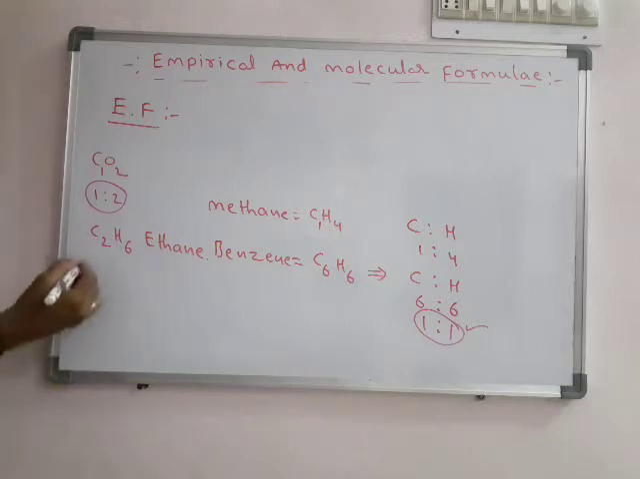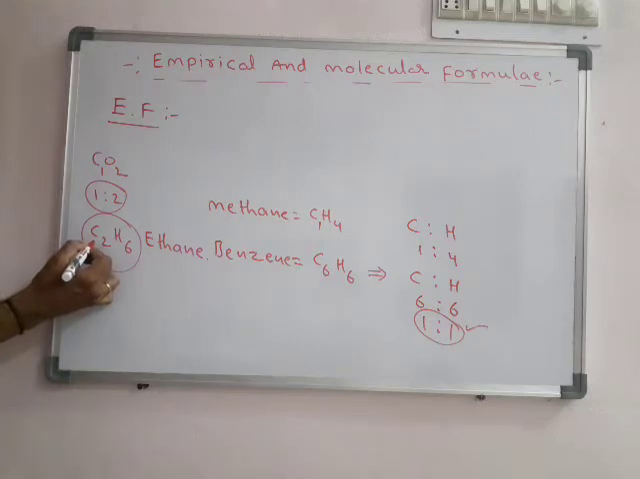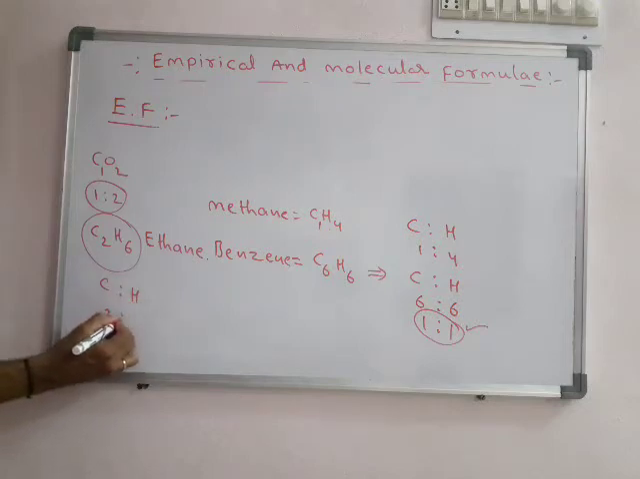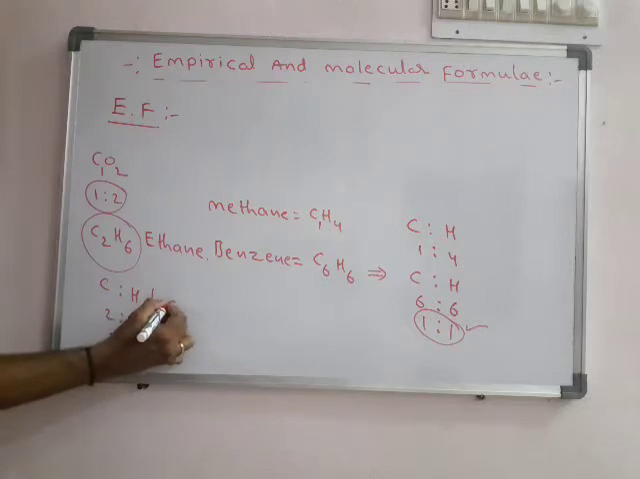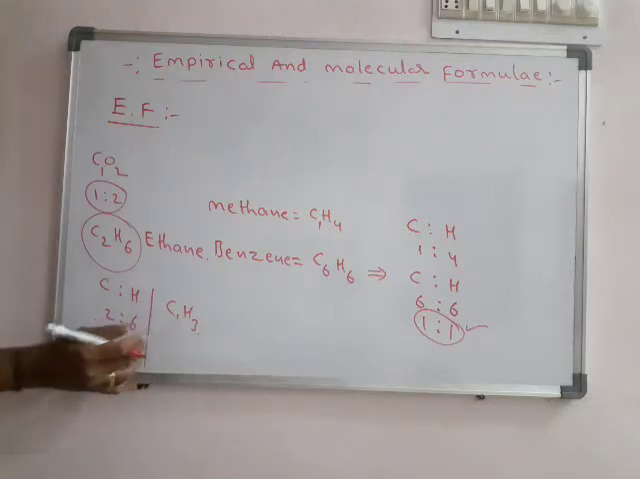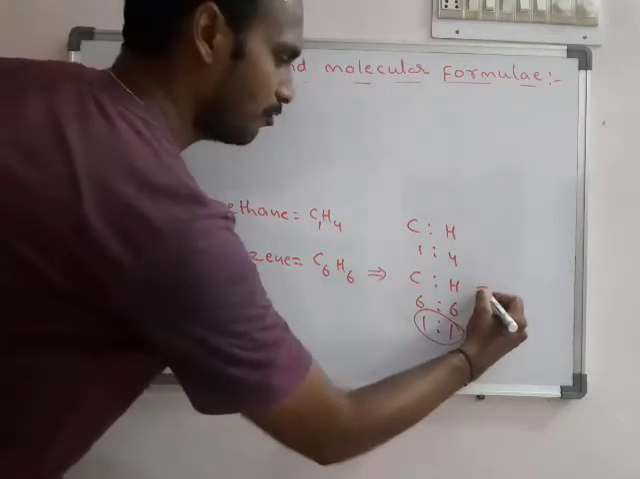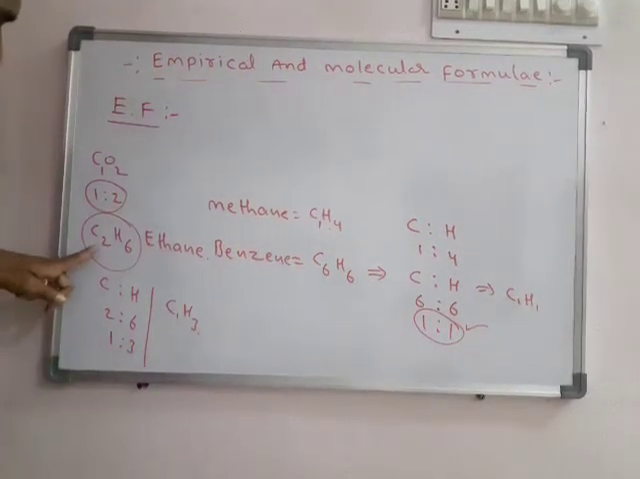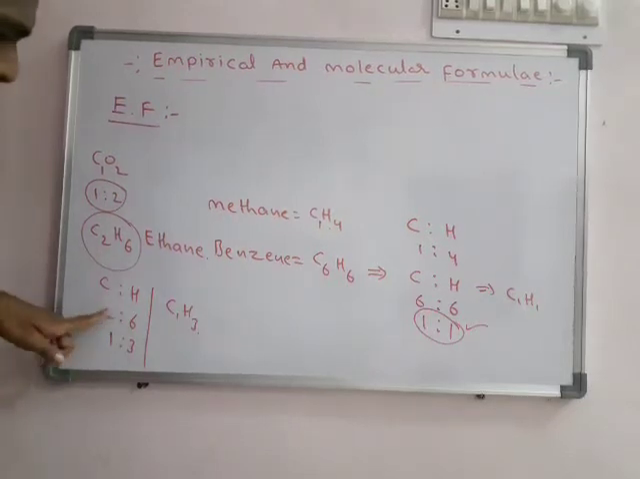Ethane. Okay, ethane. The molecular formula of ethane is C2H6, which means one ethane molecule has 2 carbon atoms and 6 hydrogen atoms. If we take the carbon to hydrogen ratio, it is 2:6, that is 1:3. So C1H3 is the empirical formula. And what is the empirical formula of benzene? C1H1. So the empirical formula of ethane is C1H3.